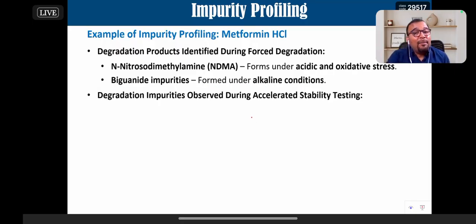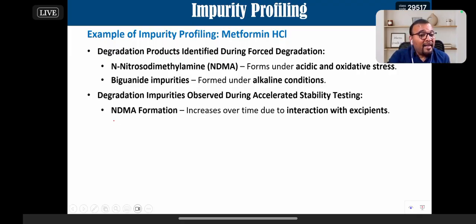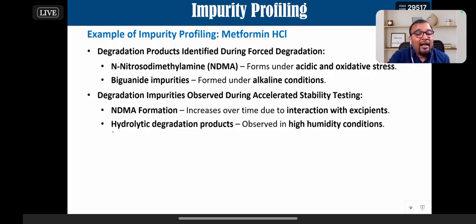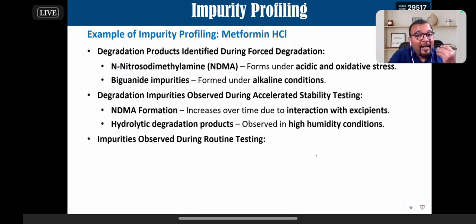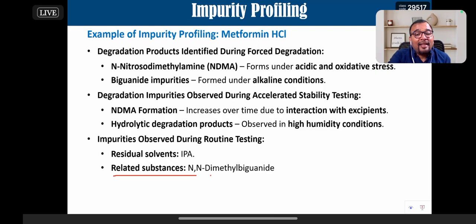But what does stability testing actually say? What does the accelerated data say about impurities? You identified NDMA during the stability studies, and you also identified a hydrolytic degradation product under the high humidity condition. But what are the impurities observed during routine testing? When you actually formulated a product, packaged it in real packaging, and stored it at the preferred storage conditions, you got residual solvent IPA and the related substance N,N-dimethylbiguanide. So these are the two impurities: one is an organic residual solvent, and the second is an organic impurity.